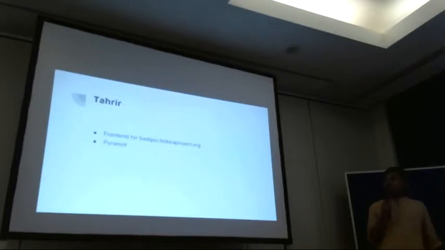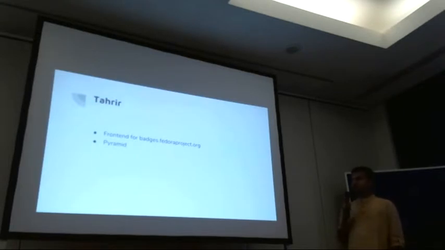Next, finally, we have the project Tahrir. It is a Pyramid based project, which is a Python web framework, and it's basically the front end to badges.fedoraproject.org. Whatever you see, the admin page, the explore page, or any other page, all the code lies in the Tahrir repository. If you want to contribute, add new features, or update the templates in the badges project, Tahrir is where the code would be.